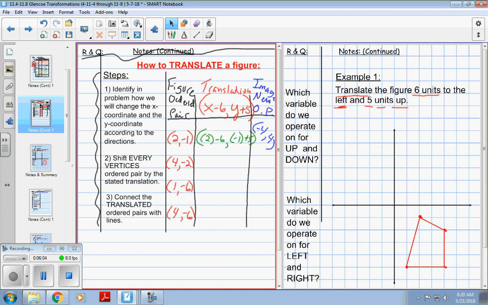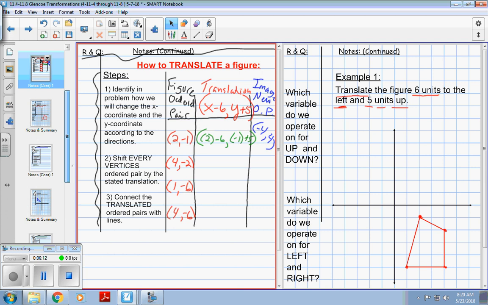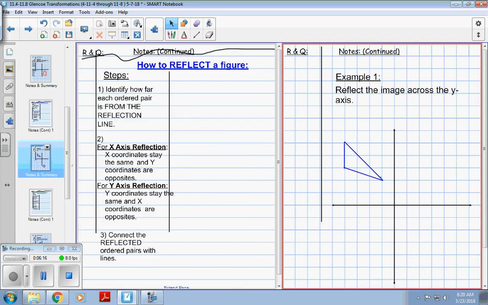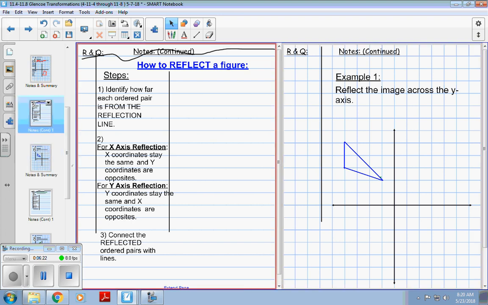I'm going to let you do the math for each one of these, and we're going to finish this in class. So let's keep on moving ahead here. You can finish this problem now, and we'll check it in class. But we're going to jump to the next transformation. We're going to talk about the reflection. So again, pause here, and please begin to copy down what you see.